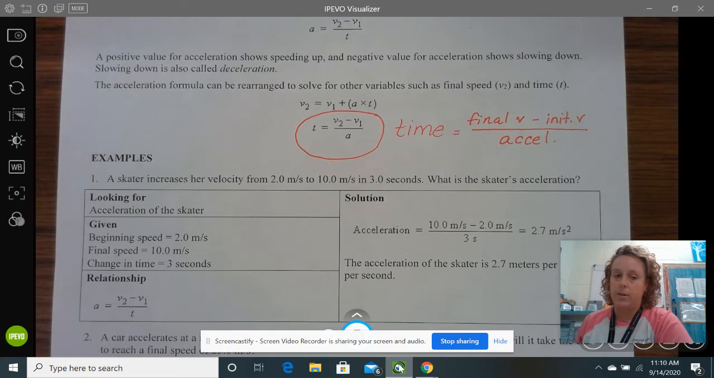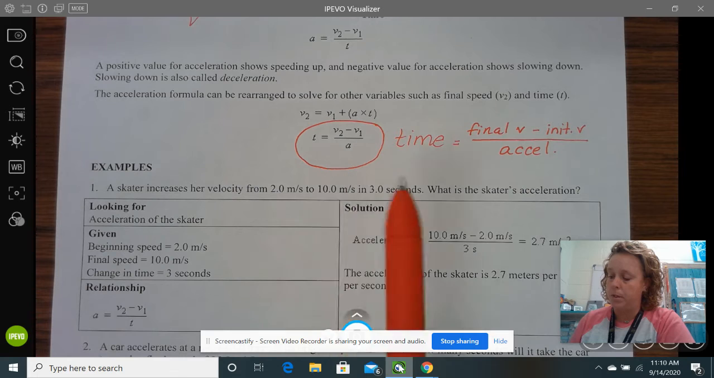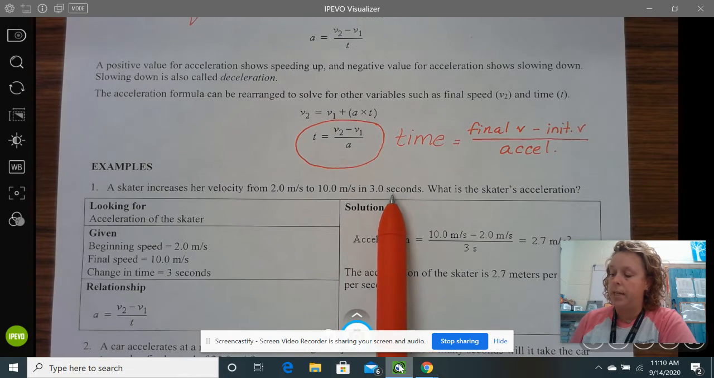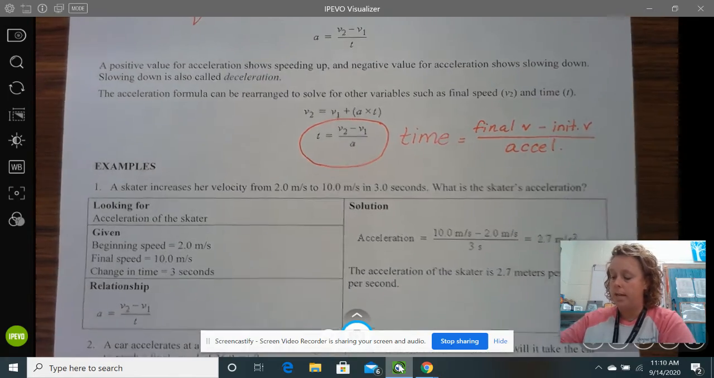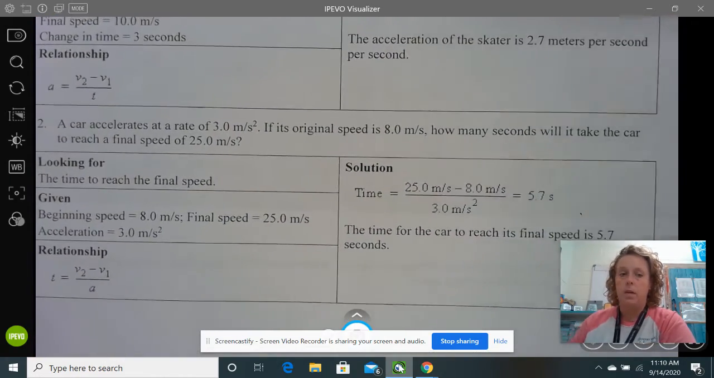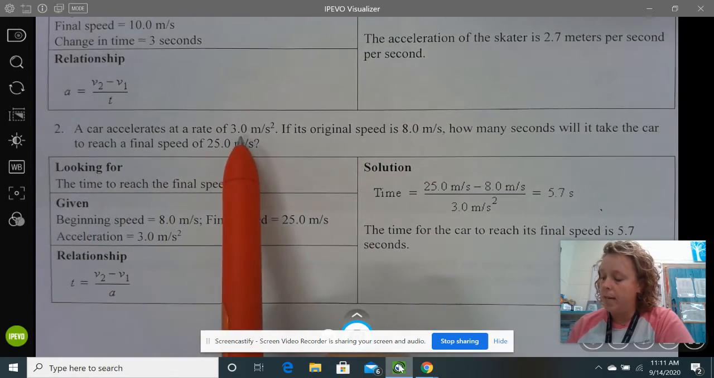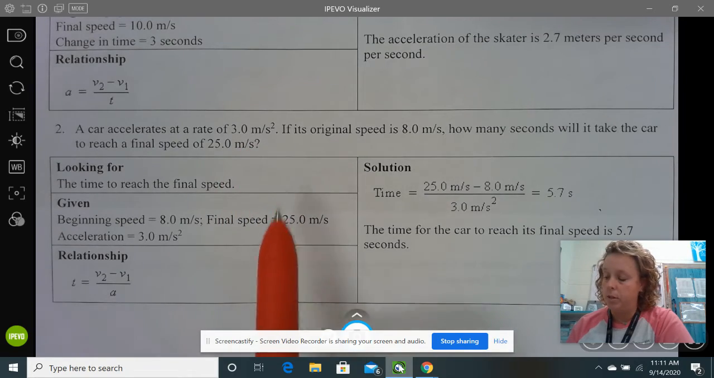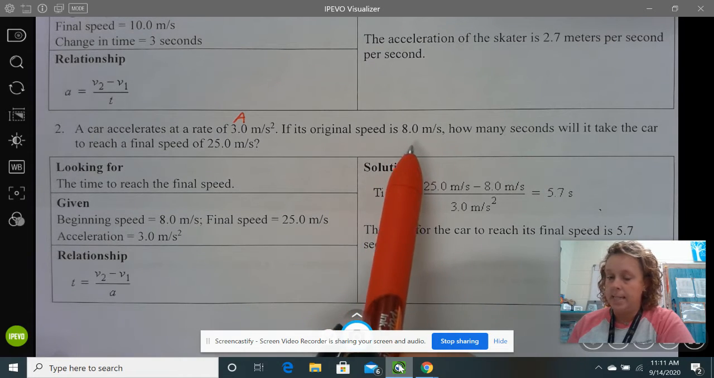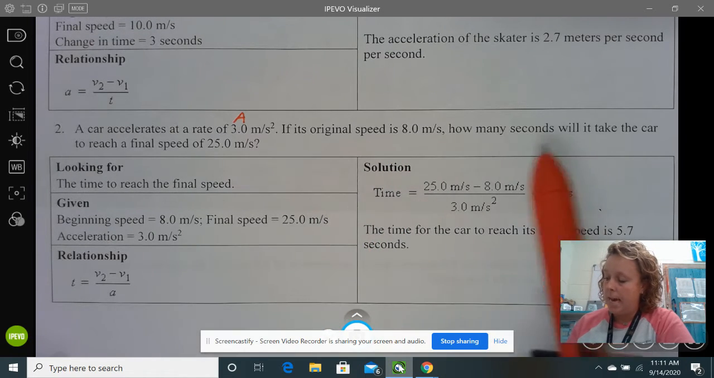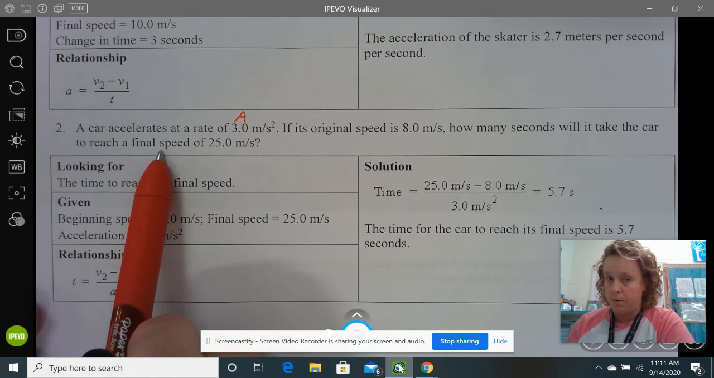Here you're looking for acceleration. A skater increases her velocity from 2 meters per second to 10 meters per second in 3 seconds. What is the skater's acceleration? We just did a whole page of those. So let's go on down and look at an example of trying to find the time. A car accelerates at a rate of 3 meters per second squared. So there's our acceleration. If its original speed is 8 meters per second, how many seconds will it take the car to reach a final speed of 25 meters per second?